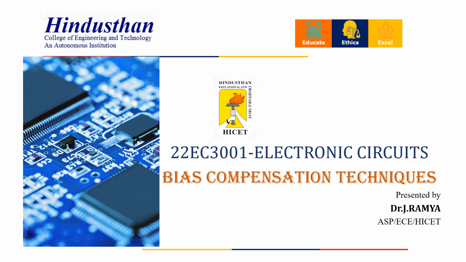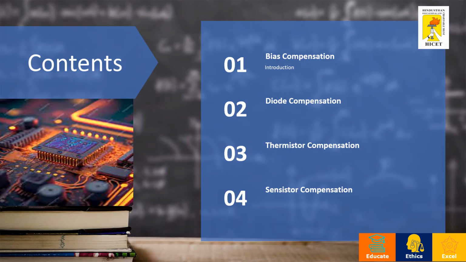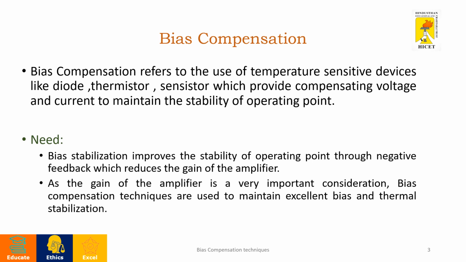Today I am going to discuss bias compensation techniques in electronic circuits. In this lecture I am going to discuss the introduction to bias compensation and its types like diode compensation, thermistor compensation and sensistor compensation. First, bias compensation. It refers to the use of temperature-sensitive devices like diode, thermistor, or sensistor, which provide compensating voltage and current to maintain the stability of operating point.